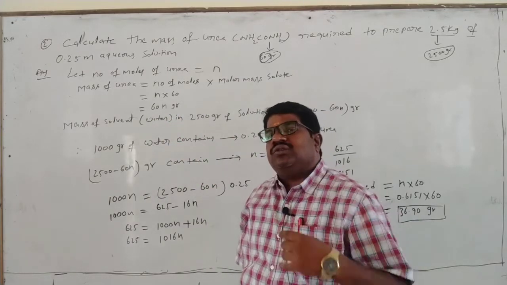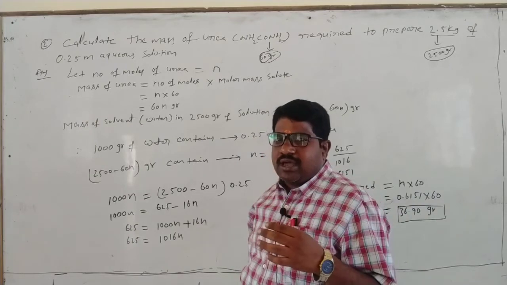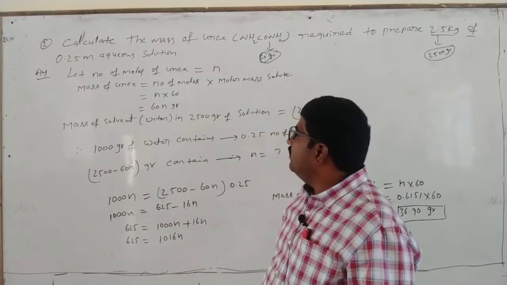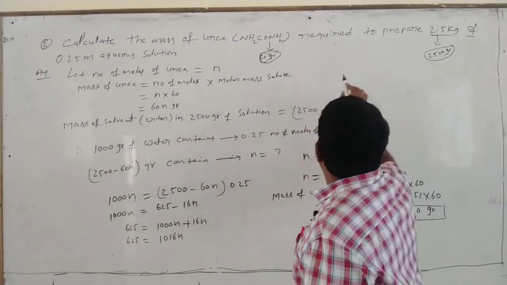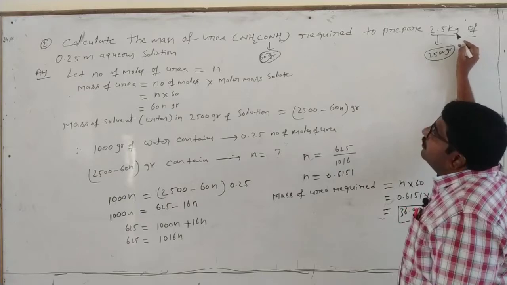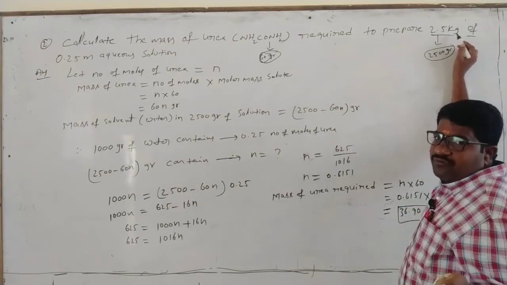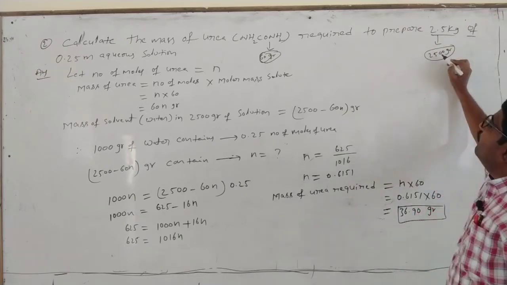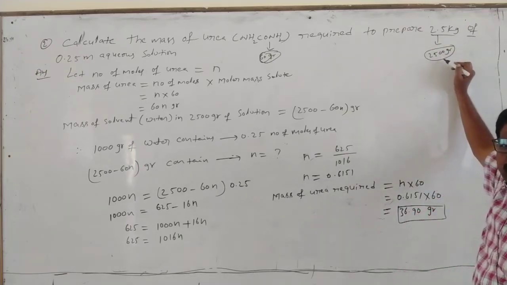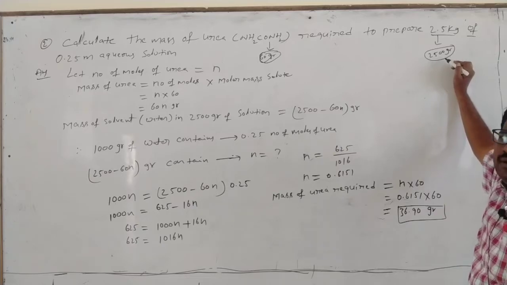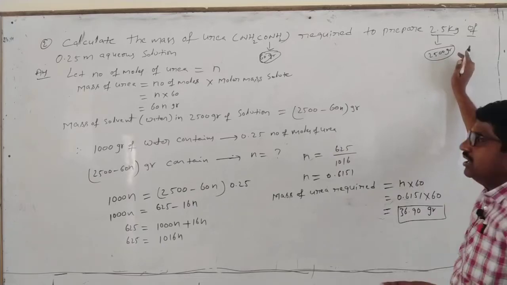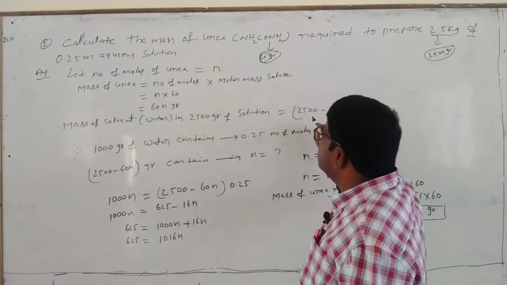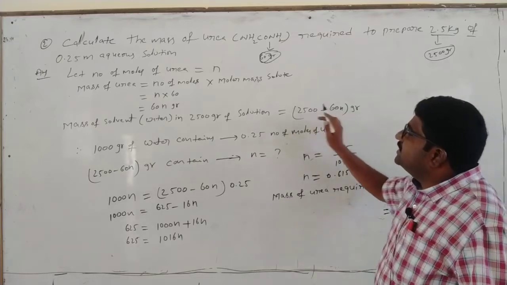So solution means what? Solute plus solvent. Now we have to calculate the mass of solvent also. Urea you know. Now mass of solvent means what? In water. How much? The solution is 2.5 kg, that means 2500 grams. From this we have to subtract the mass of urea. Then that indicates the mass of solvent. Now 2500 grams of solution, that is 2500 minus 60 n grams.